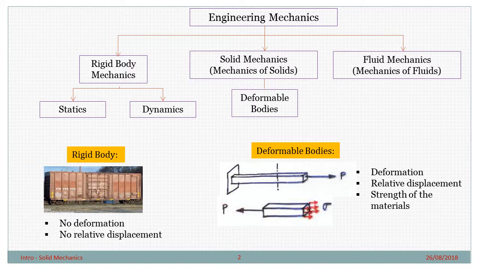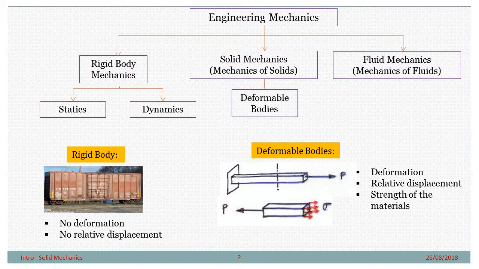An example for a rigid body is a goods carrier which is standing on its own on the railway track. What happens if someone pushes it from one end? It's going to move unless there is going to be a resistance from the other end. So it's clearly a dynamics problem. It's going to be a rigid body that is in uniform motion.